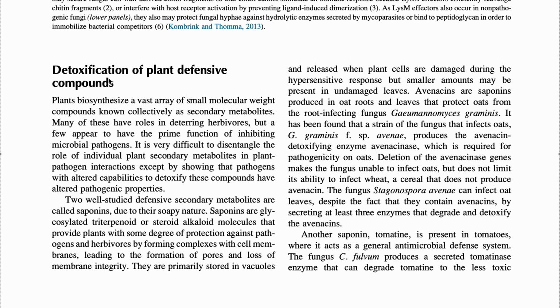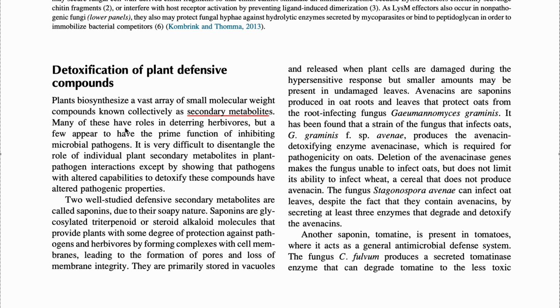Okay, detoxification of plant defensive compounds. Now, we have discussed that plants have defensive mechanisms, right? If somebody attacks you, obviously you will attack back, right? That is their defensive mechanism. So how do pathogens detoxify the plant defensive compounds? First, we will see what these defensive compounds are. Now, plants biosynthesize a vast array of small molecular weight compounds known collectively as secondary metabolites.